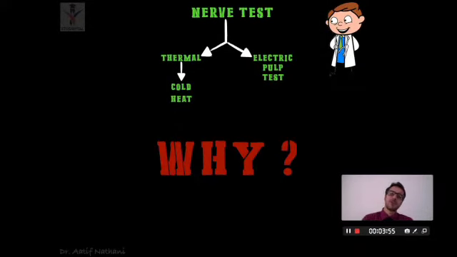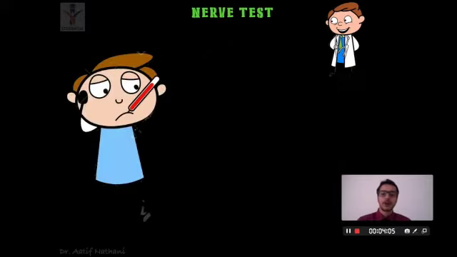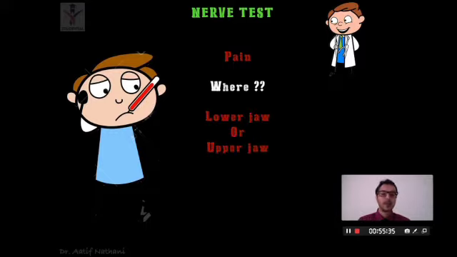The first question that comes to your head is why. Why do we do the nerve test and how does it work? I'll tell you in a small sense. The first thing that the patient will tell you is pain. Pain is the only chief complaint that the patient will come to you with. When you ask where exactly are you feeling pain, the patient will vaguely tell you lower jaw, upper jaw, anterior, lower anterior, upper anterior.